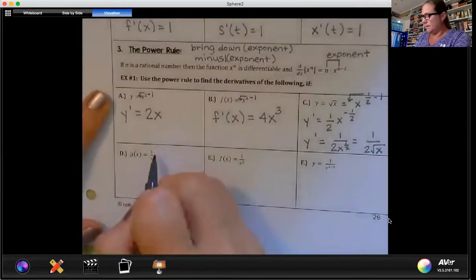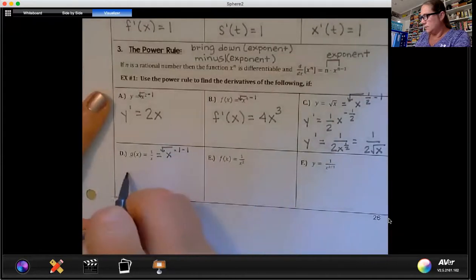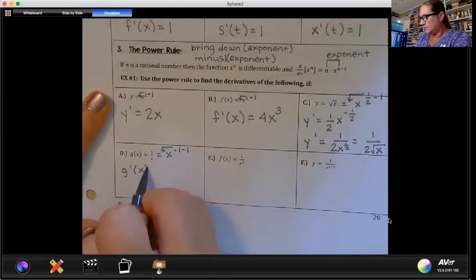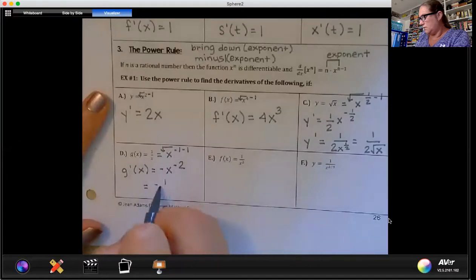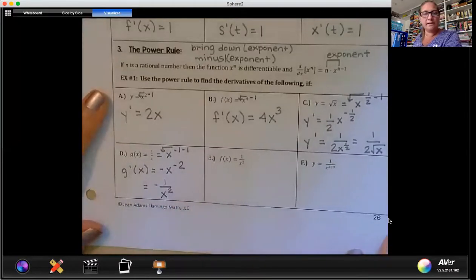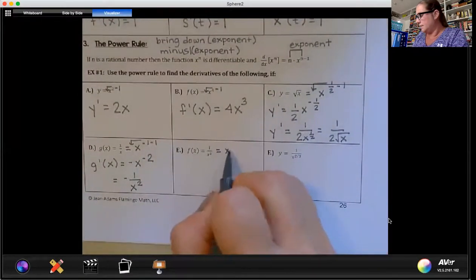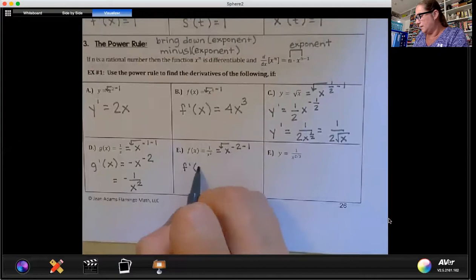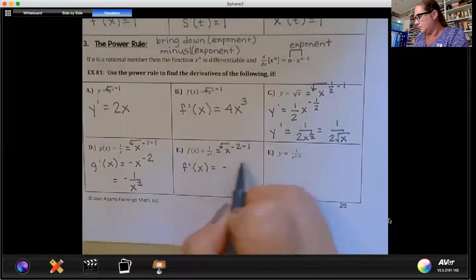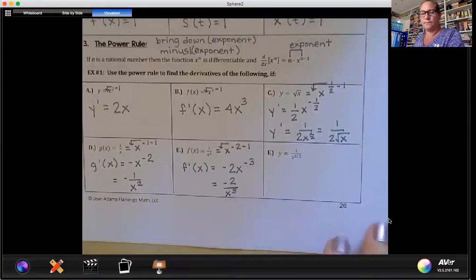Part D, rewrite x to the negative 1 power. Bring down minus 1. G prime of x is negative x to the negative 2, which is negative 1 over x squared. If you would like to try the next two, you may pause your video now. Rewrite x to the negative 2. Bring down minus 1. F prime of x is negative 2x to the negative 3, which is negative 2 over x to the third.